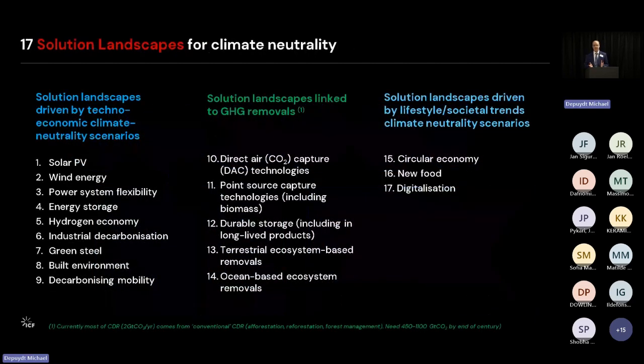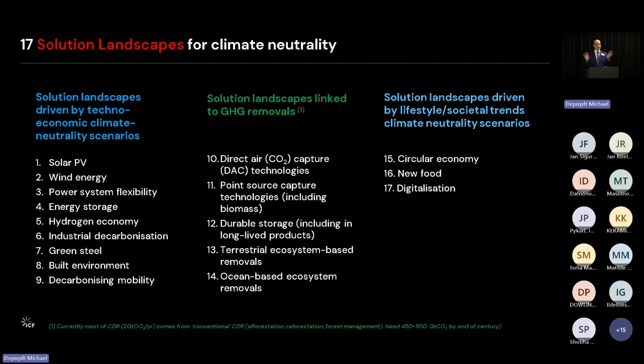So we ended up with 17 solution landscapes for climate neutrality. And these were split, as you can see, compartmentalized, if you will, into those that link into the projections, the techno-economic climate neutrality scenarios. And then we've got a category linked to carbon removals and GHG removals. And then the final one is linked to lifestyle and societal trends. So this is also a very important aspect.